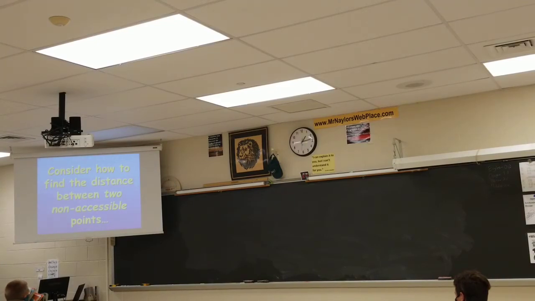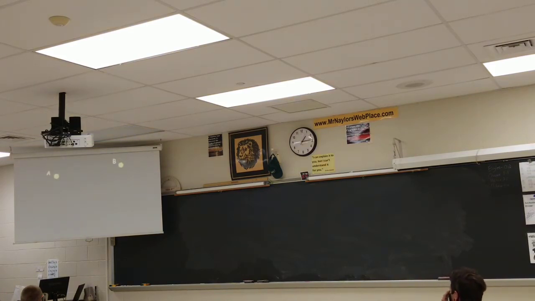the distance between two non-accessible points. I had some students ask, what do you mean by that? That means that there's 2 points, like across the valley or across the ravine, and you can see them, but you can't touch them, you can't measure them, you can't be there. They're not accessible, but they are seeable. You can see them.